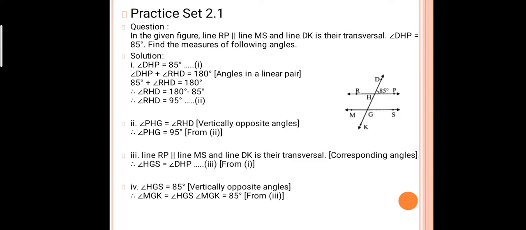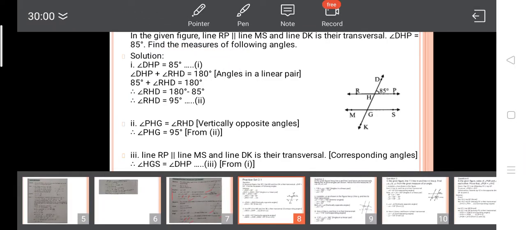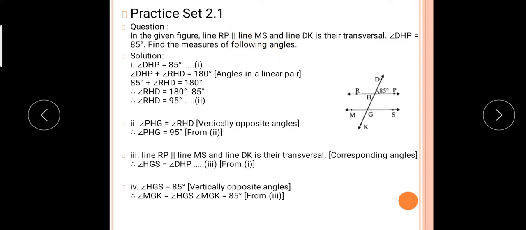Now students, we will see the first question from practice set 2.1. In the given figure, line RP is parallel to MS. This is line RP which is parallel to MS, and line DK is a transversal. Now listen students, this transversal intersects line RP at point H and line MS at point G.